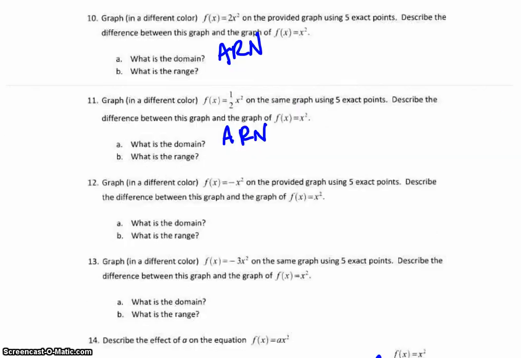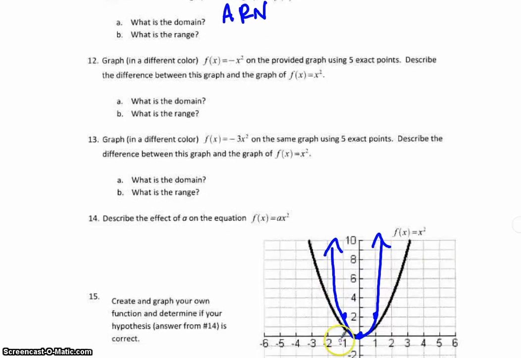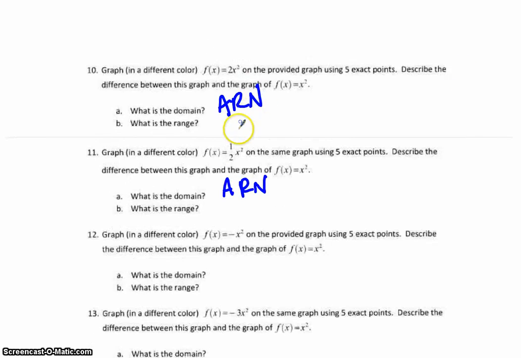And then your range, where's your low point? This is your low point. What's the value of y there? 0 is less than or equal to y.